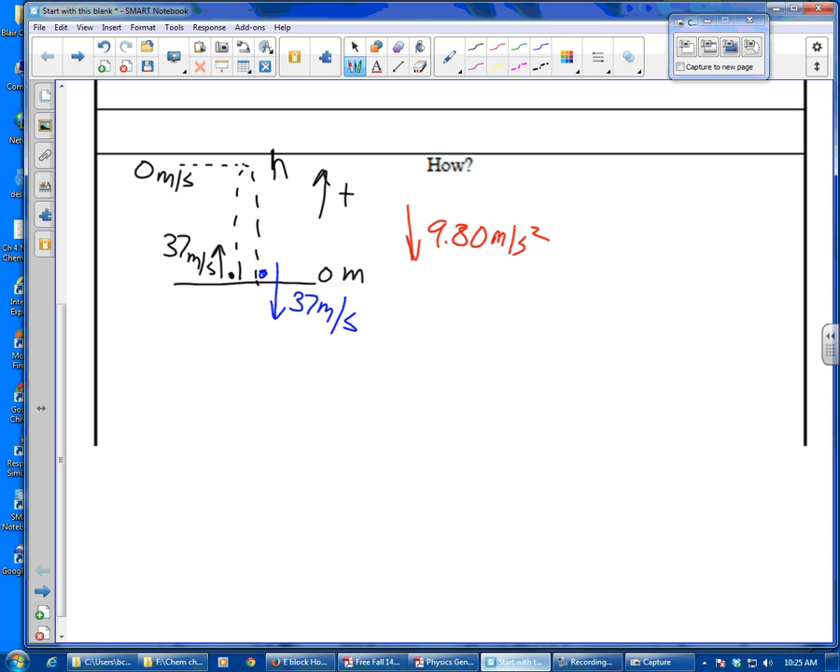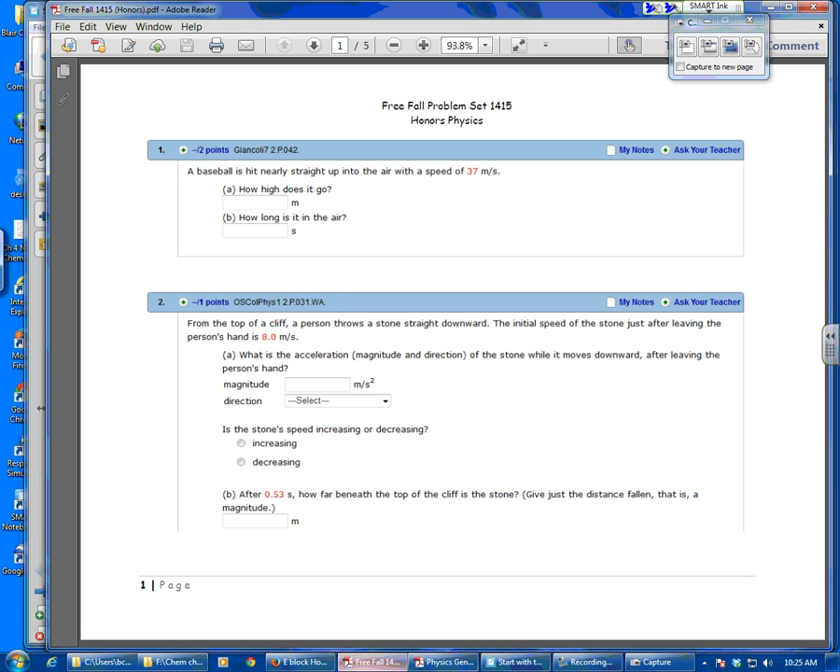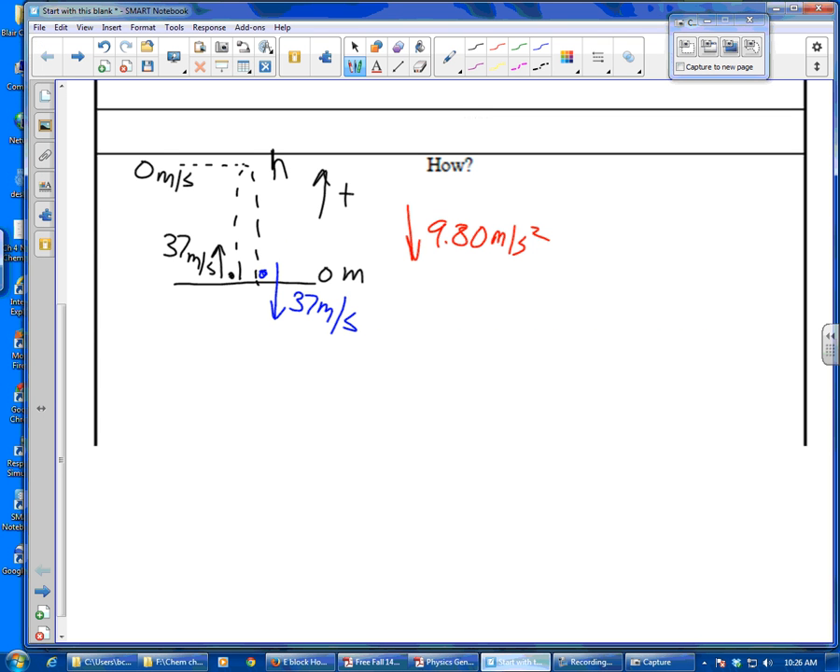So now let's actually get to solving it. Now, hopefully we understand a little more what's going on. They want us to find how high does it go? So we know it starts at 37, it ends up stopping right at the top, 0 meters per second, once it's gone from 0 to a height of h. And the whole time it's accelerating down.